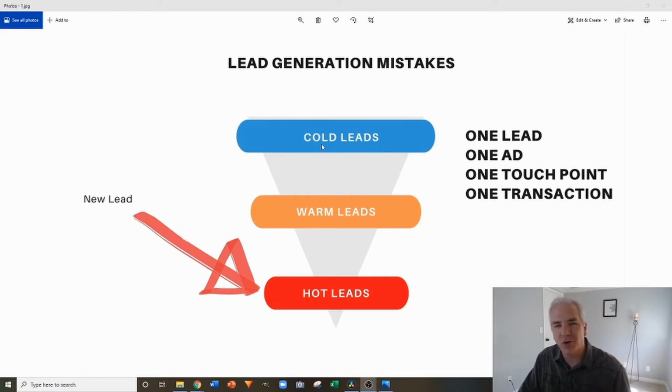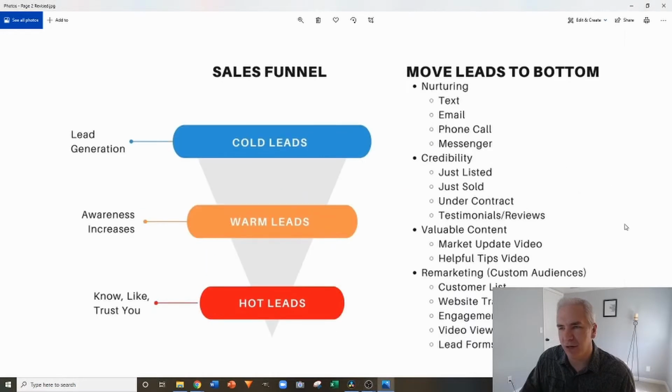And again, the cold lead doesn't know who you are, and there's not really a follow-up system. There's just this one lead and one touch point, and you're expecting that they're going to turn into a transaction. And that is the furthest thing from the truth. So let me share with you a different approach and a different philosophy. We like to take a sales funnel approach because we realize that the missing element from that person doing business with you is the know, like, and trust factor. The moment they know, like, and trust you, and they're ready to do business, that is the hot lead. And 99% of the time, hot leads are created over time. It's not something that just happens right then on the spot.